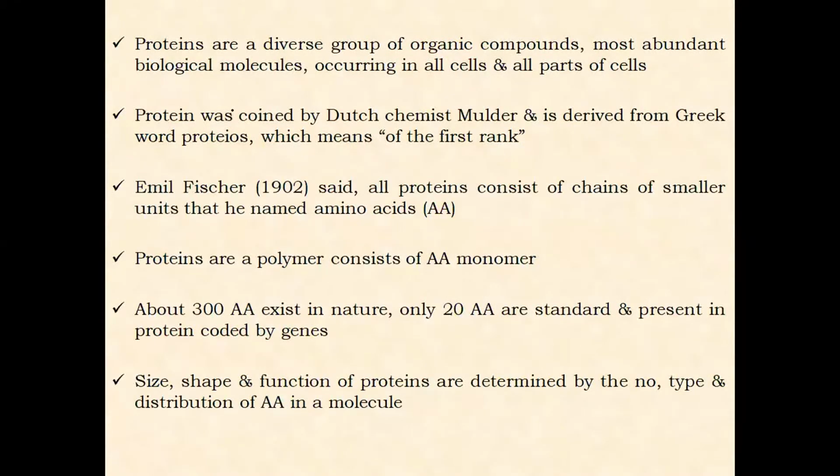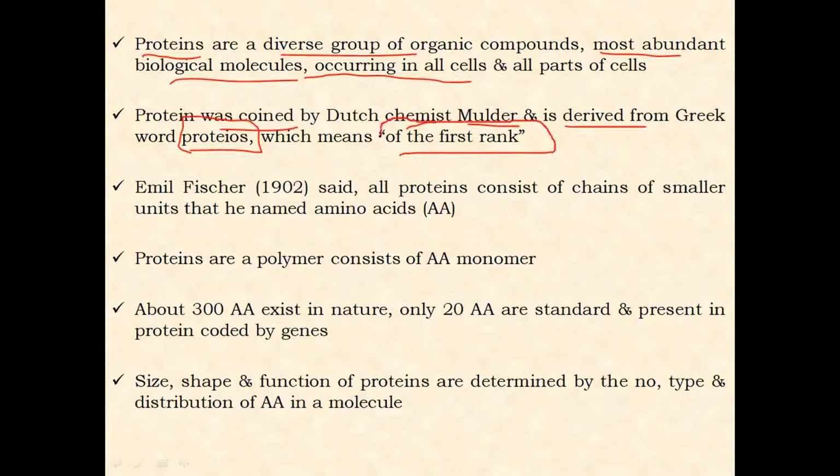First of all, a bit of introduction about proteins. Proteins are a diverse group of organic compounds, and they are the most abundant biological molecules which occur in cells and the parts of cells. The term proteins was coined by a Dutch chemist known as Mulder, and it is derived from the Greek word proteios, which means of the first rank. So it is very important.